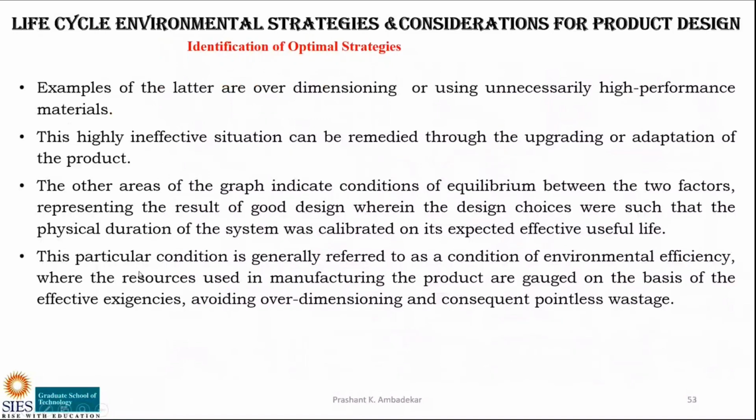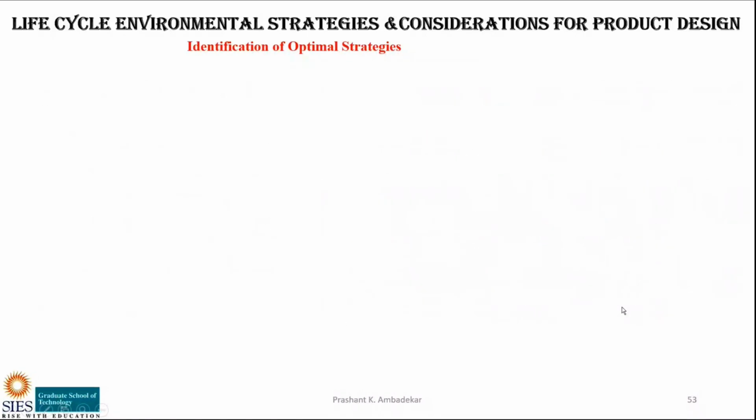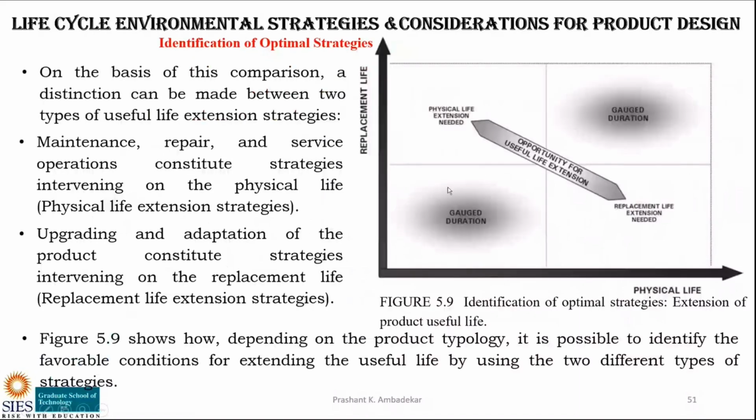So I will stop with this sentence. The particular condition is generally referred to as a condition of environmental efficiency, where the resources used in manufacturing the product are gauged on the basis of the effective exigencies, meaning effective demand, avoiding over dimensioning and consequent pointless wastage. So when you are talking about this product, this or this, they are properly designed. They are properly designed products.